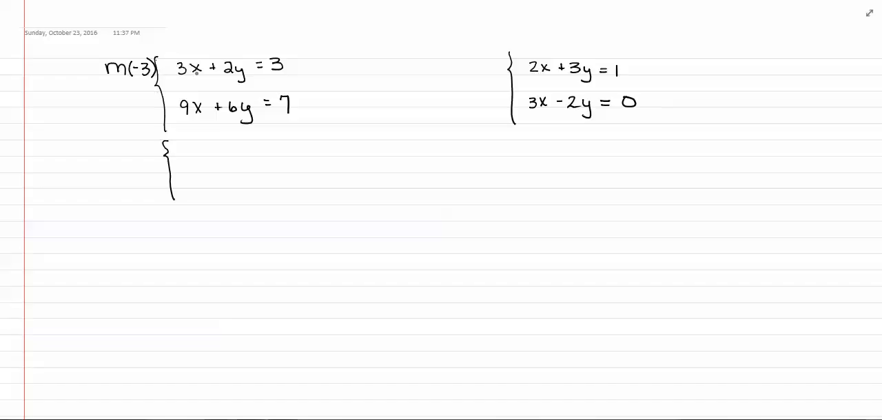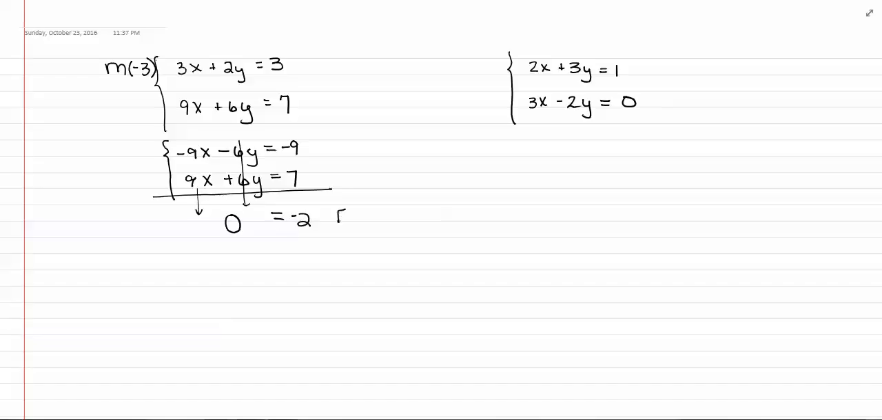So the equation on top becomes negative 9x minus 6y equals negative 9. The bottom row, positive 9x plus 6y equals 7. Now notice when I add these up, not only do my x's cancel, but so do my y's, and I end up with nothing, or 0, on the left side, equals negative 2. I have no more variables, and I come up with a false statement. And in math, when that happens, your solution is you don't have one.